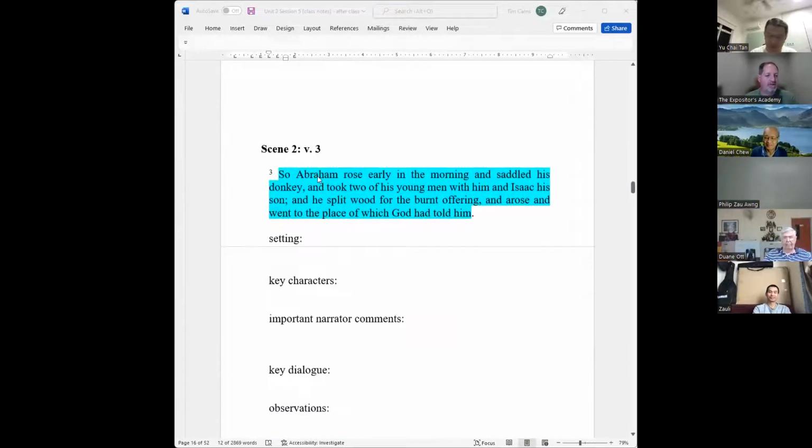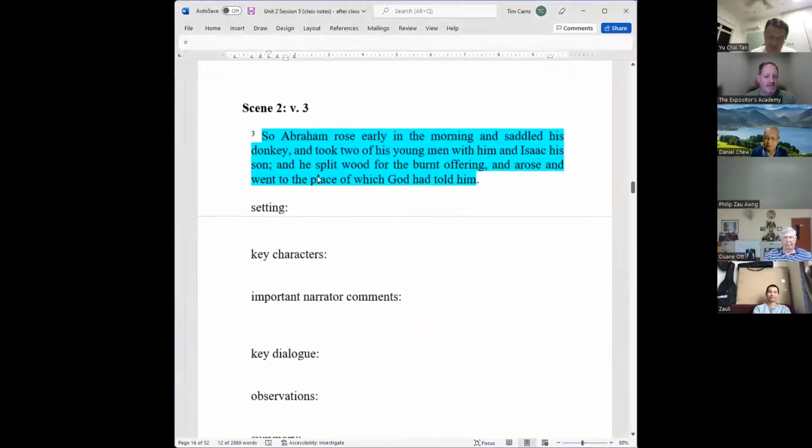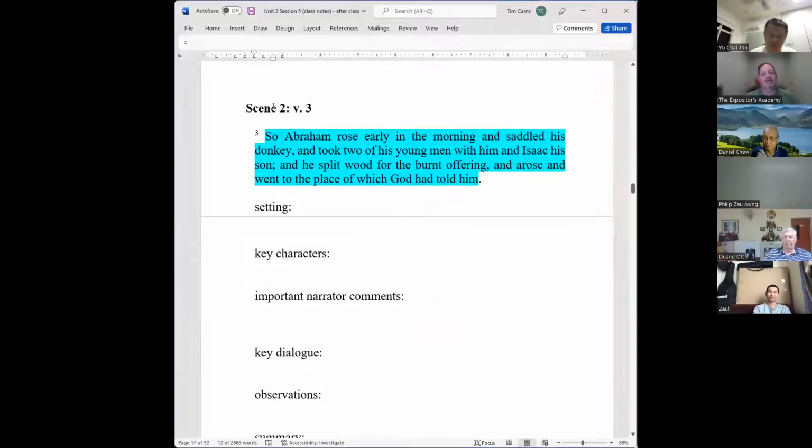And again, here I'm using the same convention, the same approach, where I highlight the narrator comments in blue and then any character comments in green or yellow. And what's one thing that we should notice right away from this particular scene? There's no dialogue. Exactly. This is just a statement by the narrator who's carrying along the events of the story.